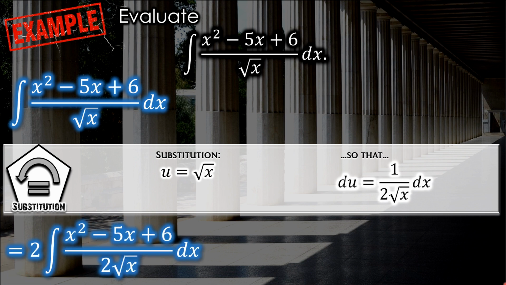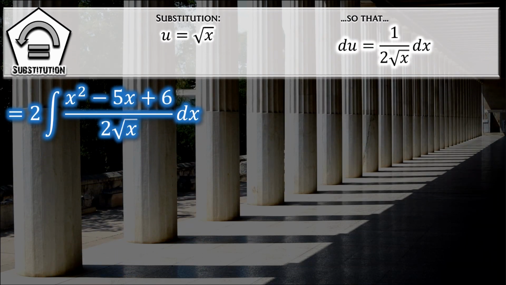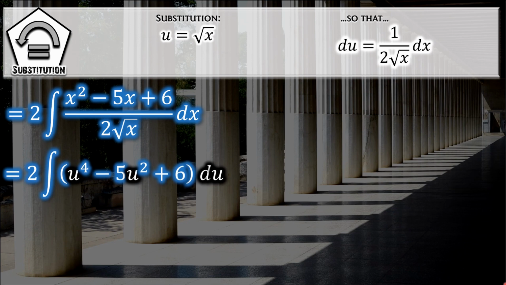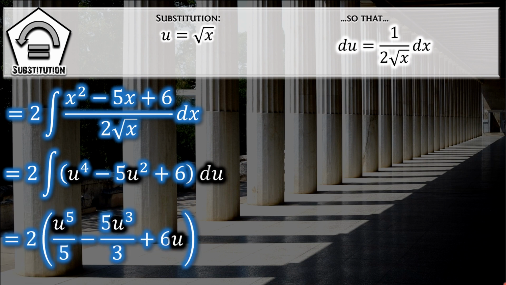Down here, I'll multiply the 2 on the outside and in the denominator, so 2 over 2 to make everything work there. And with that, I can now make a substitution and say, yeah, this actually works out perfectly for me. I get x squared is u to the 4th, x is u squared, and, well, 6 is just 6. And then the 1 over 2 root x dx is my du. And from here, I could pull this off. I could use the power rule, add c.